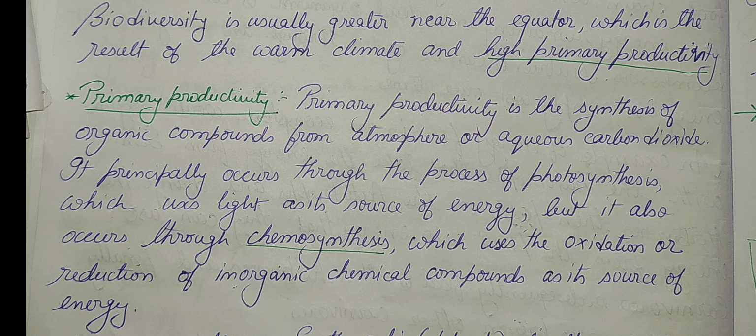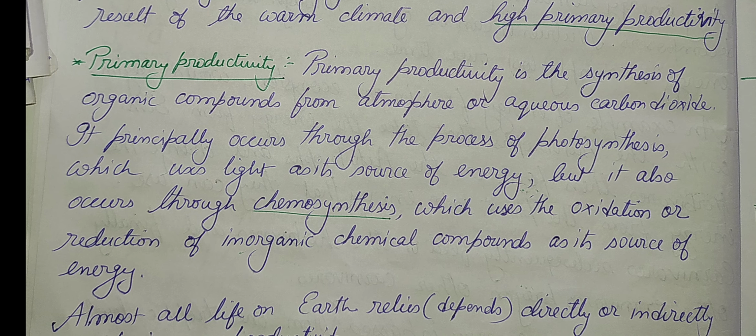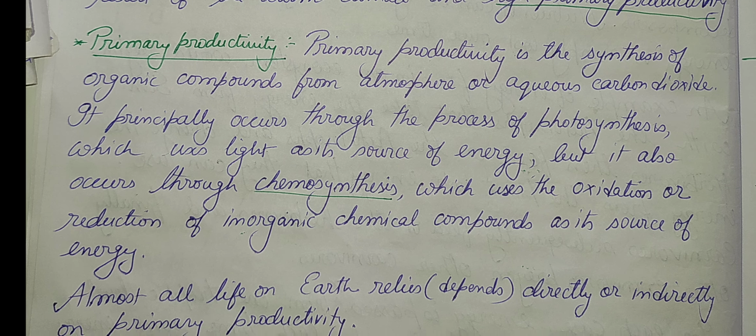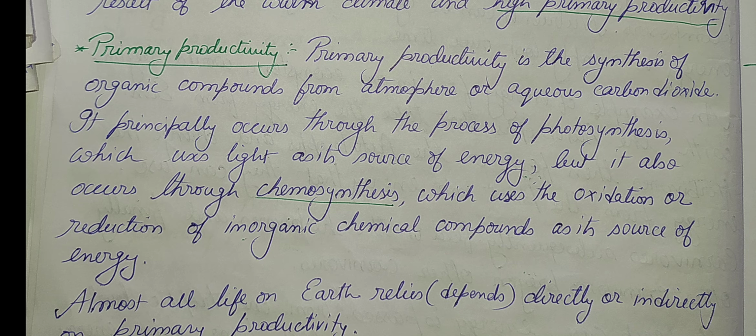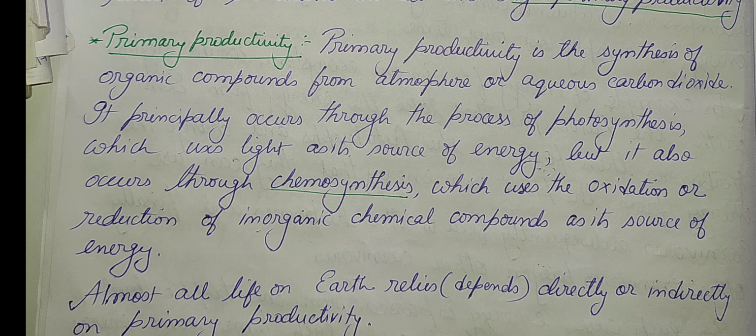There is also another term called primary productivity. Primary productivity is the synthesis of organic compounds from atmospheric or aqueous carbon dioxide. In simple words, I will not go for difficult terms: primary productivity simply means what amount of matter is prepared by the producers from photosynthetic energy, from the energy that they get from the sun. That is your primary productivity.